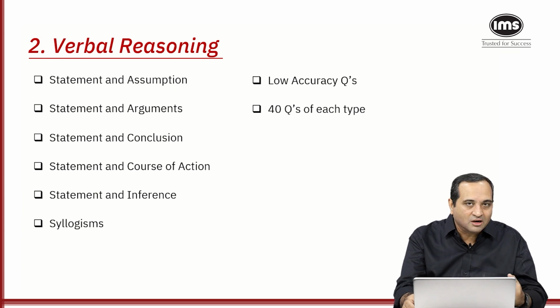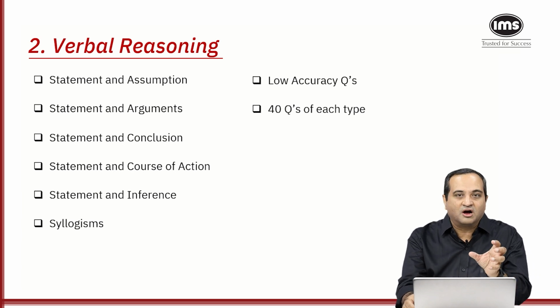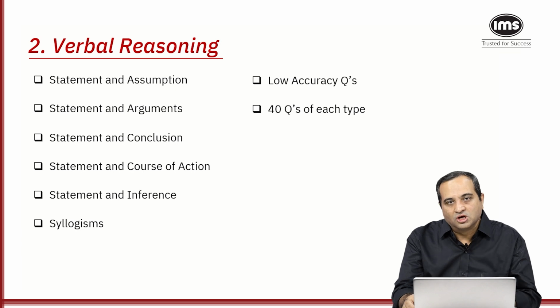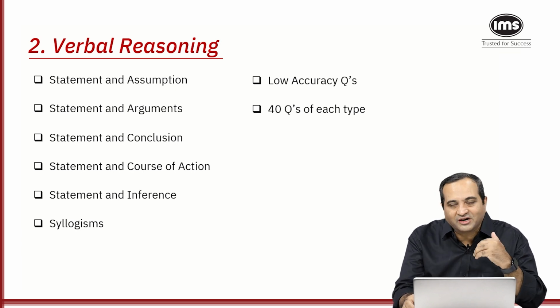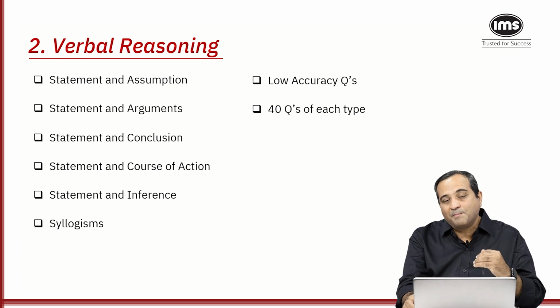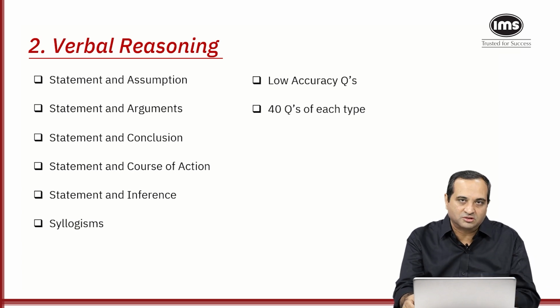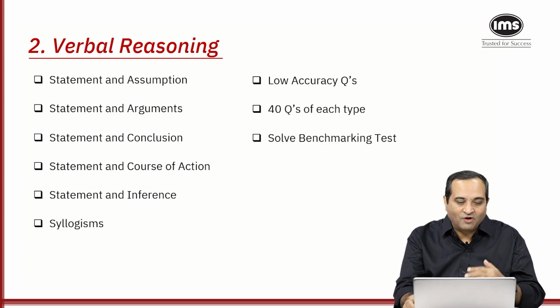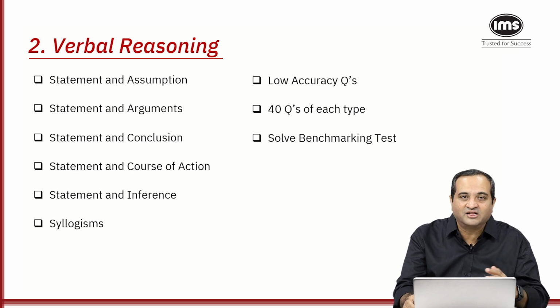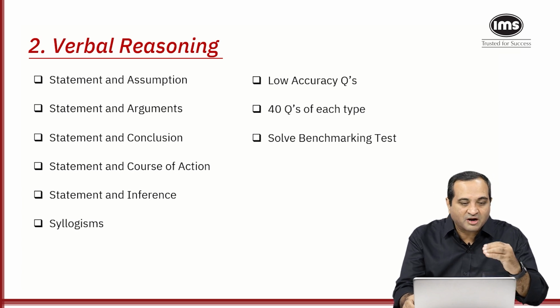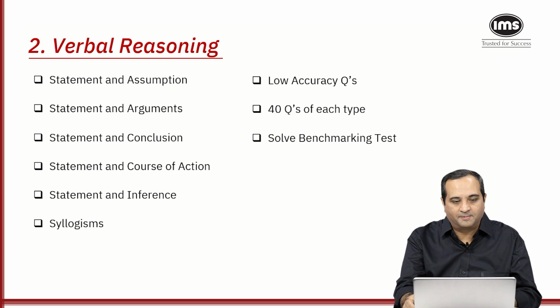And as I said earlier, you will get a variety of questions under them. So if you solve around 40 questions, I'm sure you will get all different types of questions and you will be in a better position to attempt such questions. Again, once you are done with this, the next thing that you have to do is solve the benchmarking test of verbal reasoning that is available.